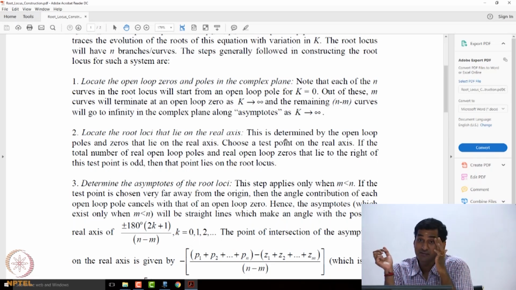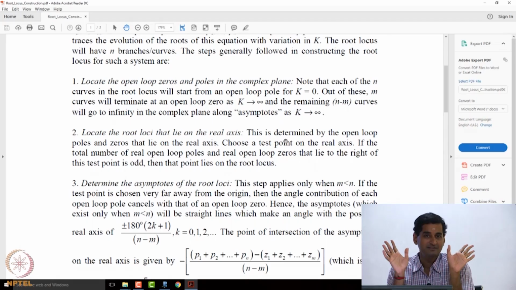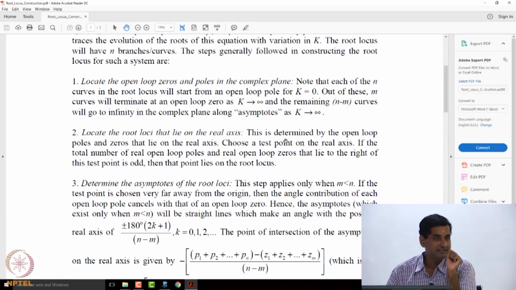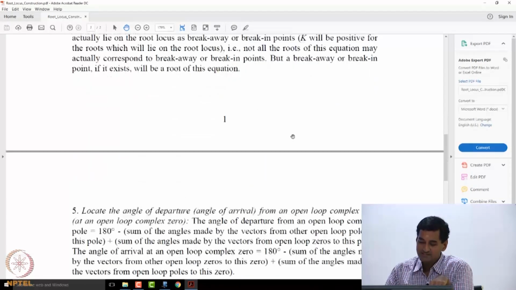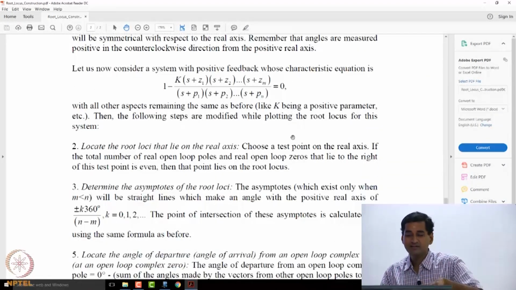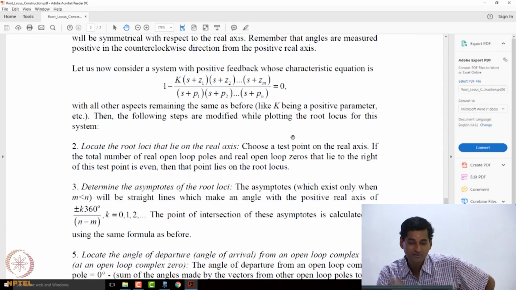Now, we need an even multiple of pi. So, what do you think will happen here? You take a test point, you look to the right, and the number of real open loop poles and real open loop zeros to the right of it should be even, or it can be 0, because even 0 degrees satisfies the angle condition. Consequently, for step 2, I have typed the corresponding changes in the same document; if you scroll down to page number 2, with positive feedback, you see that step 2 is now changed.